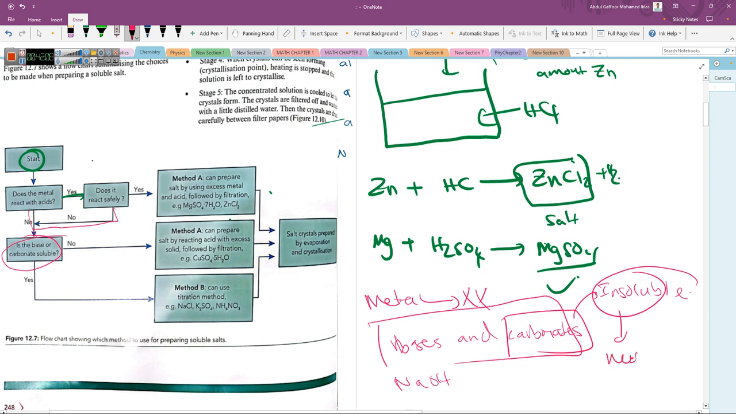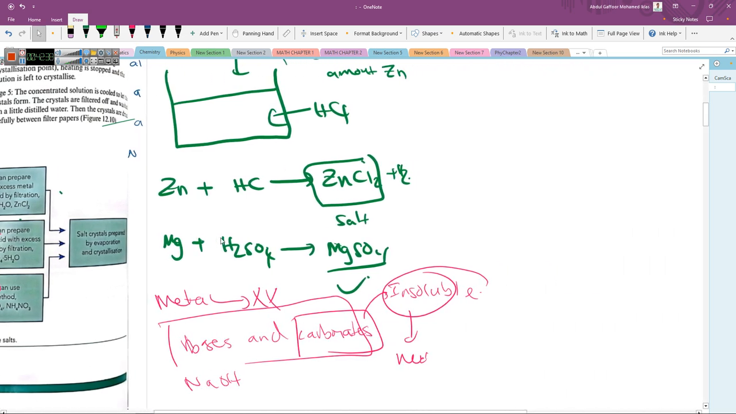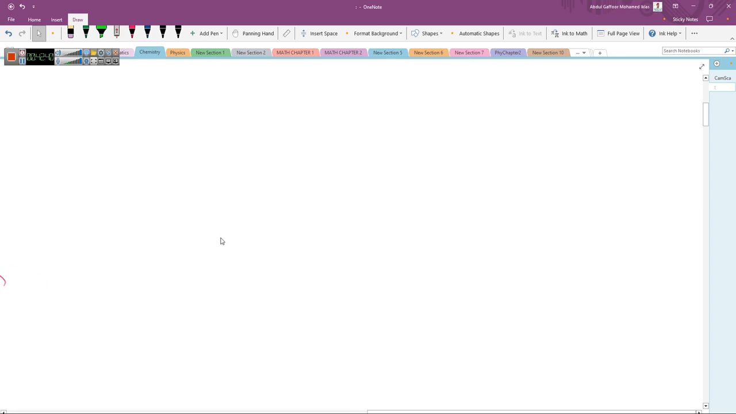Why? Because we are going to use an excess amount of carbonate. Now just understand this. If they are insoluble, we will go for method A. If they are soluble, we will go for method B, because we don't want to mix the excess amount of base or carbonate that we are taking into the salt solution, because we cannot separate them again, right? So practically we have some issues. So what we will do here is, I have just taken carbonate, right? So I'm not going to consider base.